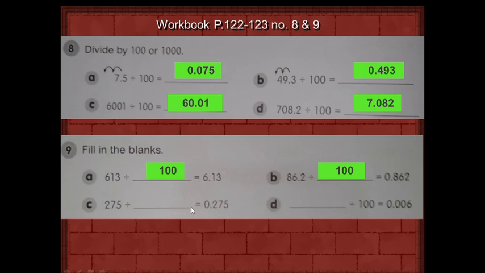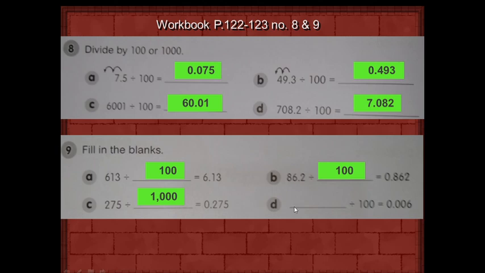275 is divided by what number equals 0.275? Before that, there is no decimal point, so it moves to the front. 1, 2, 3. So the decimal point is between 0 and 2, in front of number 2. So 3 times moving to the left. So the answer is 1000.